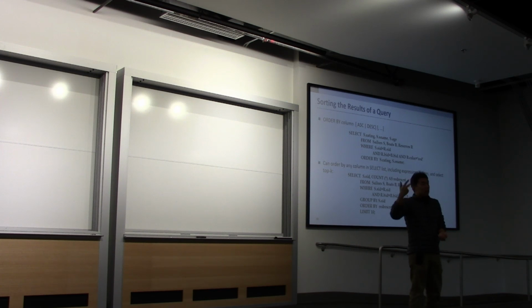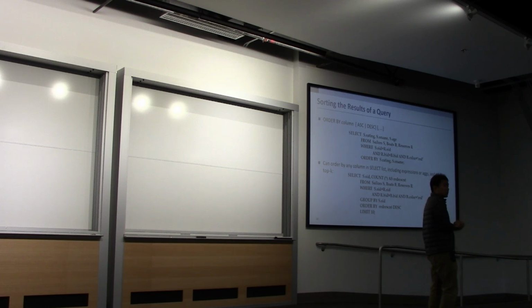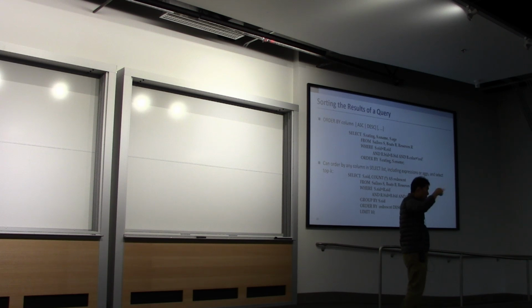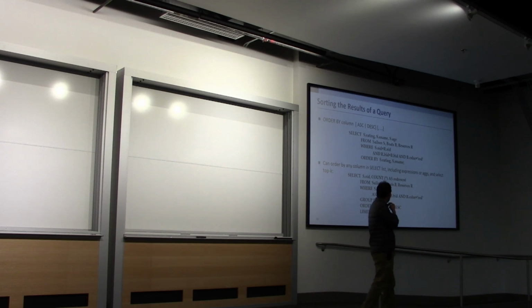However, I want to limit to just the top 10 sailors. Imagine if I have 100 sailors and they reserve red color boats different numbers of times. I want to sort them based on that reservation count, then I'm only interested in the top 10. So I'm going to use the keyword limit 10 together with order by. Make sense?